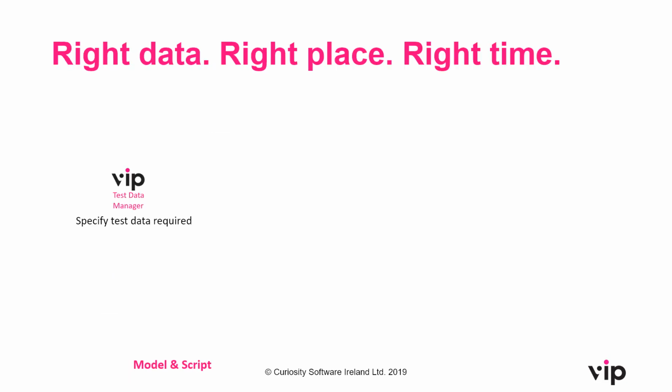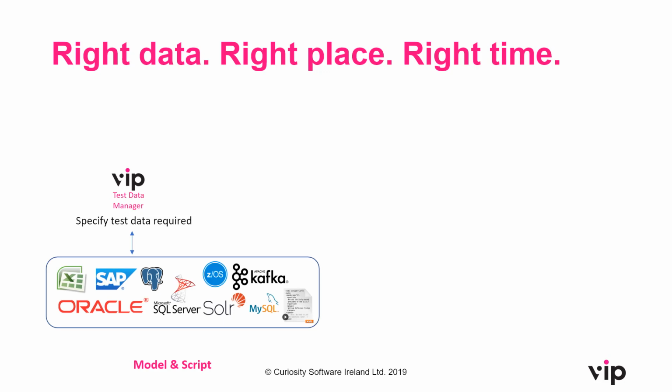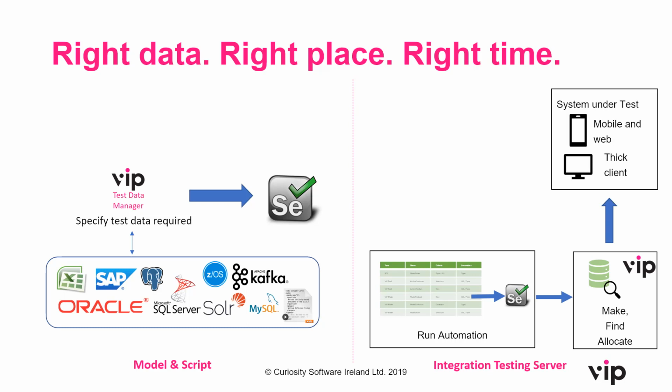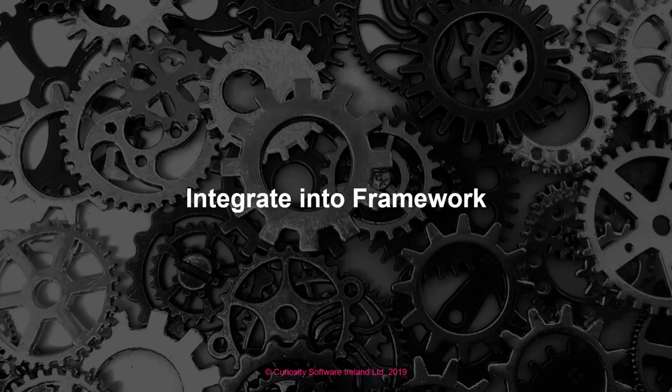What we're going to be doing is using the test data allocation to specify the test data we require. This can connect into a vast array of backend sources as we've seen. We're going to be tagging our C# Selenium code to reference these data references. When our automation is executed, just in time we're going to go away and make, find and allocate the test data into our automation framework, so that as our automation is running, we have the right data in the right place at the right time to support our testing. So let's jump in and integrate data allocation into our C# framework.